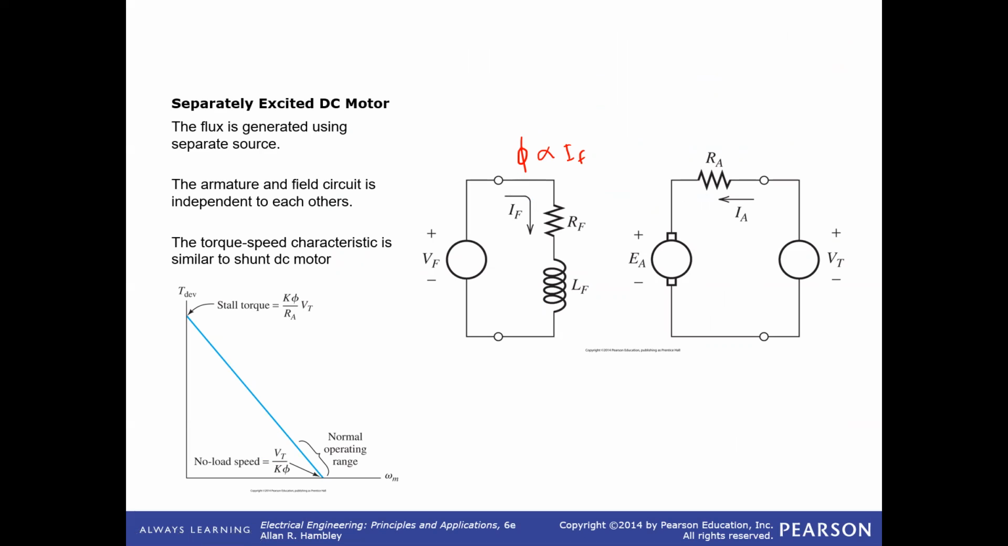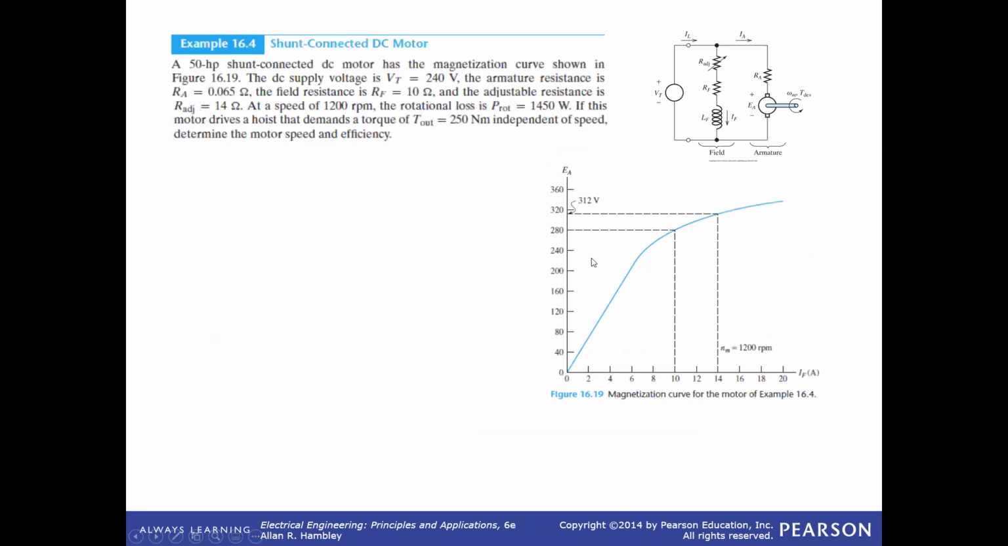Okay, so based on the equation of the armature circuit, we can derive the torque speed characteristic, which is the same as the shunt DC motor, meaning that the separately excited DC motor performance is equivalent to the shunt DC motor. And this is example 16.4, which will be discussed during our class.